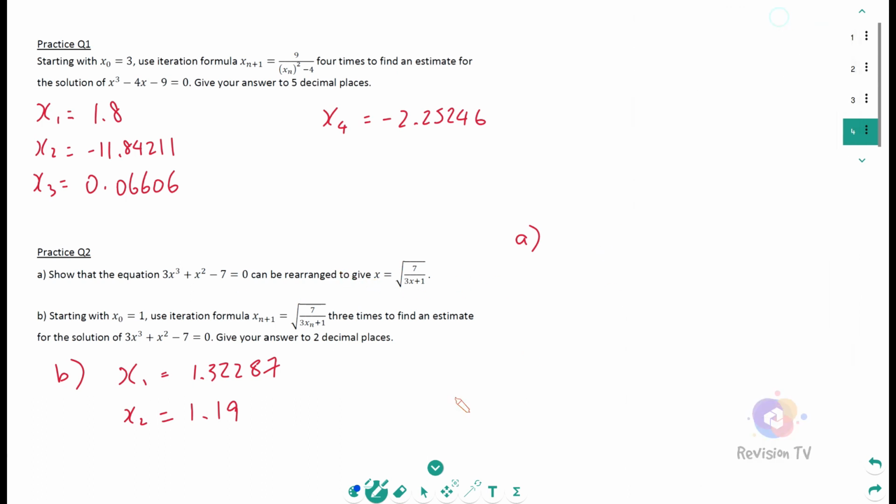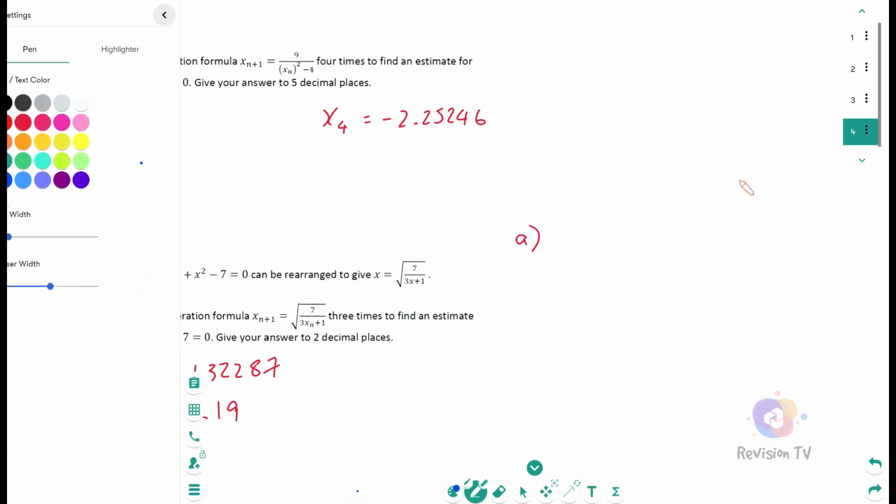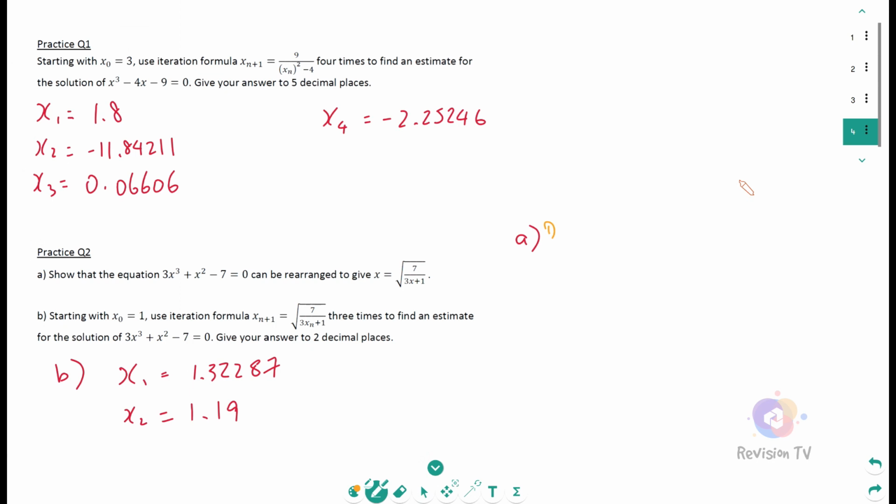So what we can do first of all is we can work backwards. So let's do a draft. So we start from the formula. So x equals square root of 7 over 3x plus 1. A square root means square on the other side. So x squared equals 7 over 3x plus 1. We want to make one side equal 0 and have no fraction, so we're going to multiply the denominator to the left hand side. So x squared bracket 3x plus 1 equals 7.